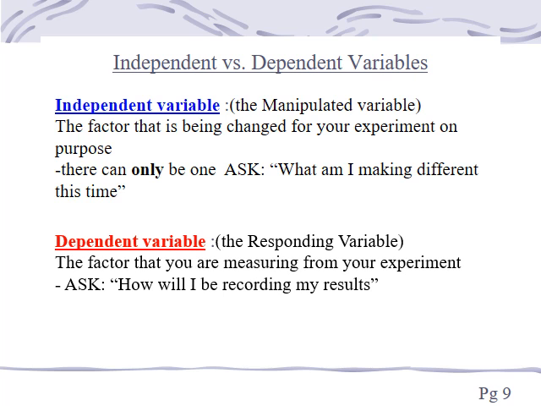Almost everything else is going to be considered a constant except for your dependent variable. Oftentimes this is called the responding variable. I like the terms manipulated and responding variables better. They're much more self-explanatory. But the dependent variable is what you're measuring from your experiment. You basically have to ask yourself, how am I going to actually be recording my results? What will I be measuring? Will I be measuring length? Time? Distance? Weight? What will I be measuring from the general experiments? That is your dependent variable.